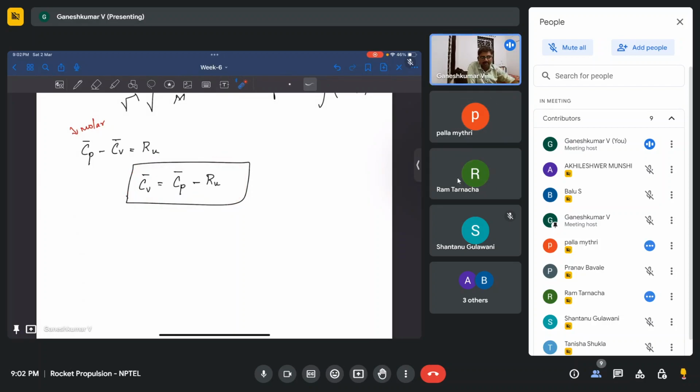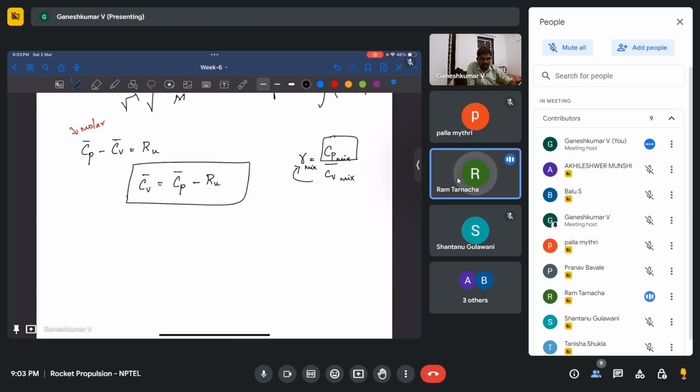Before that, I want to make sure that Ram sir understood the concept. Is it clear? CV is clear? It's clear. Okay. So, once you know CV and CP, you can find the gamma of each and everything, or you can find CP of mixture and CV of mixture. Once you find CP and CV of mixture, you can find the gamma of mixture. How do you find the CP of mixture?